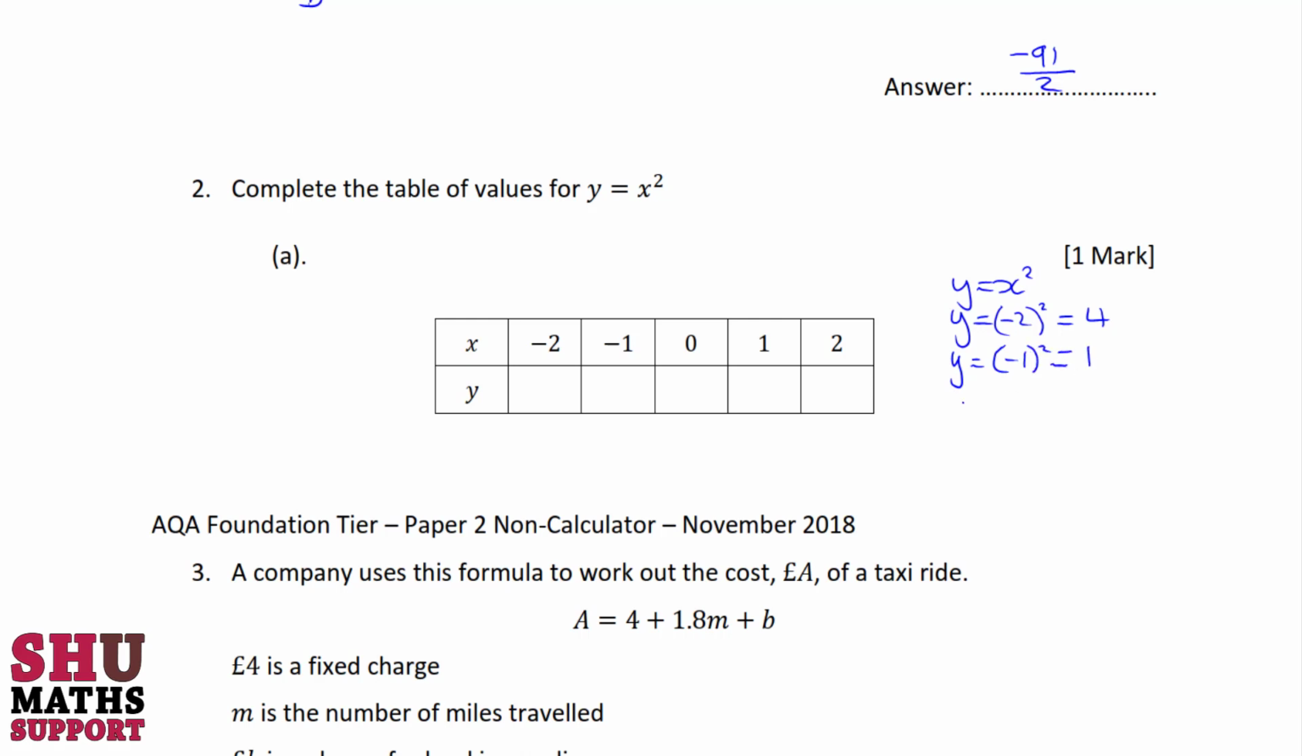And then if x was equal to 0, we'd have y is equal to 0 squared. Well, 0 squared is just 0, so that stays the same. And then if we have y is equal to 1 squared, well, 1 times 1 is 1, so that equals 1.